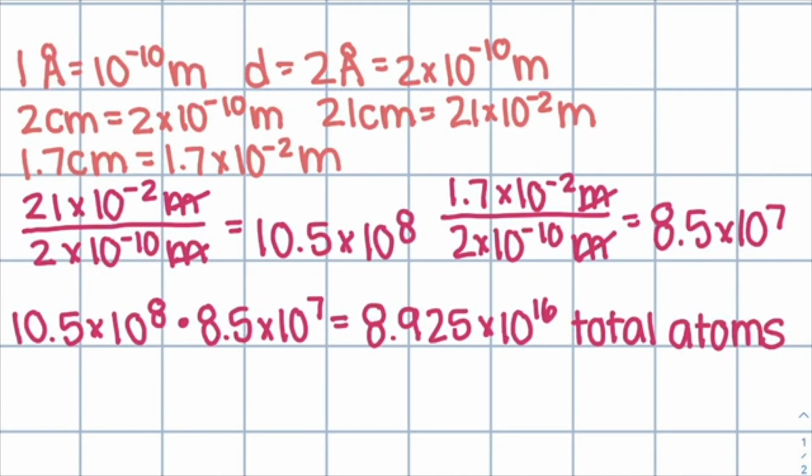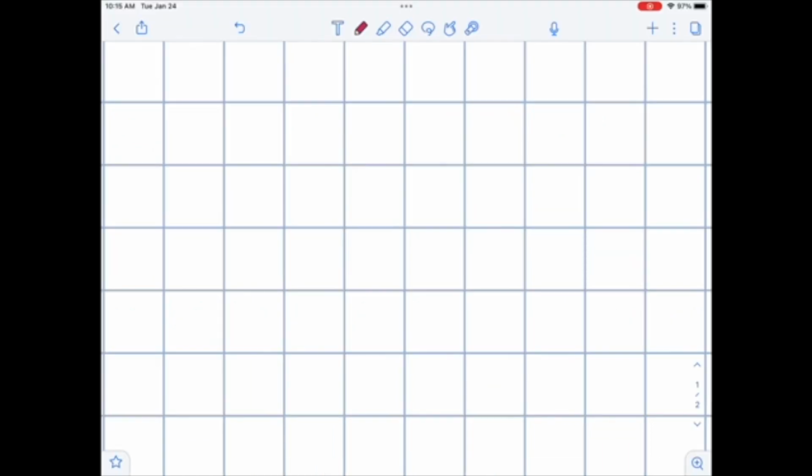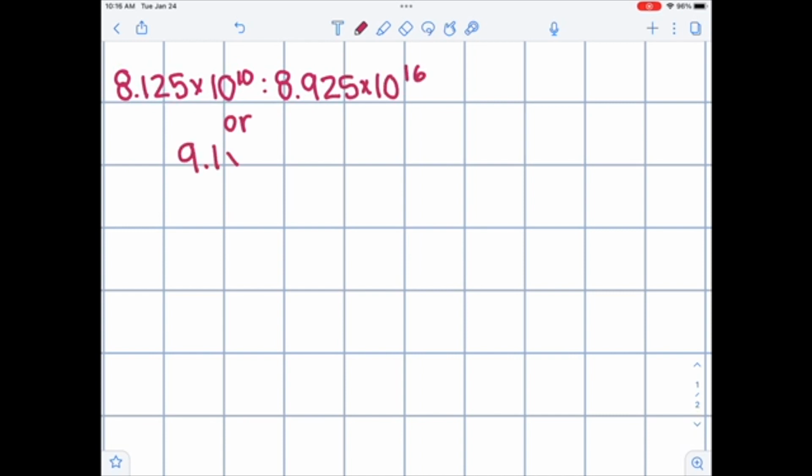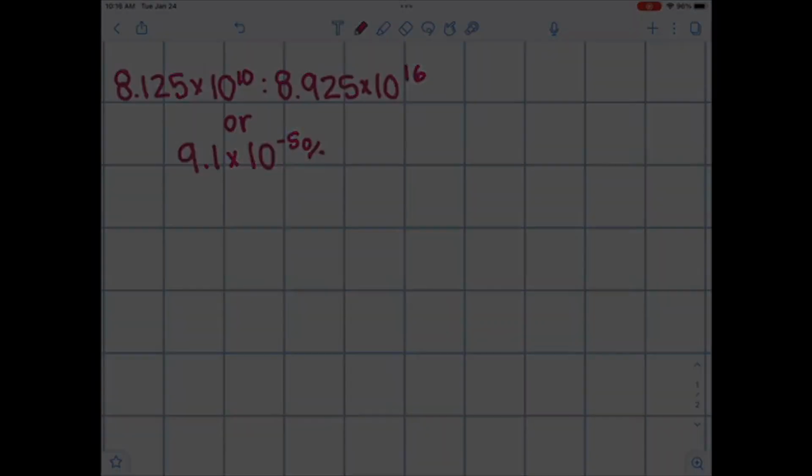In order to compute the ratio of electrons to atoms, we needed to make the assumption that not every atom loses electrons. We were able to find that there are approximately 8.125 times 10 to the 16th total atoms on the piece of tape. This allowed us to determine that there is a ratio of 8.125 times 10 to the 10th to 8.925 times 10 to the 16th, or 9.1 times 10 to the negative 5th percent of electrons to the number of atoms, meaning that the tape is electron deficient, meaning that it is positive.